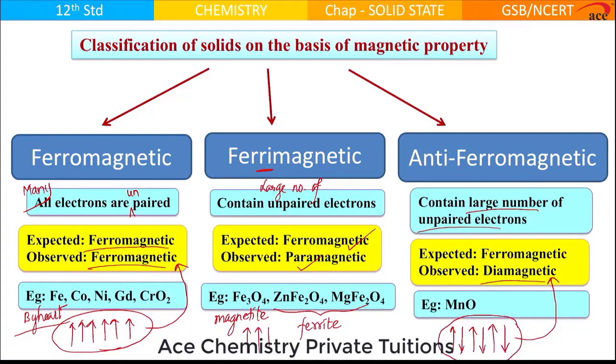If only certain domains cancel and a net magnetic field exists, then such substances are paramagnetic, and as a whole the substances are called ferrimagnetism. So this entire concept is explained by domains, which will be taken up again in physics under the chapter of magnetism.